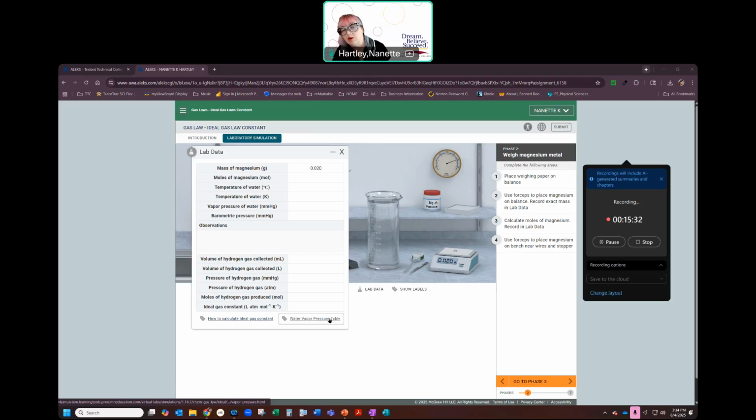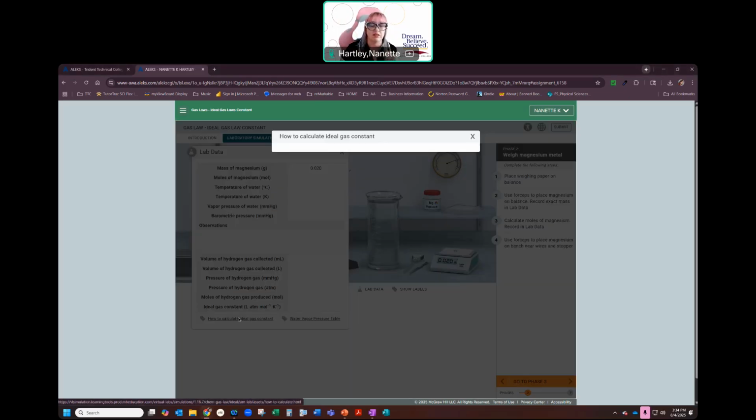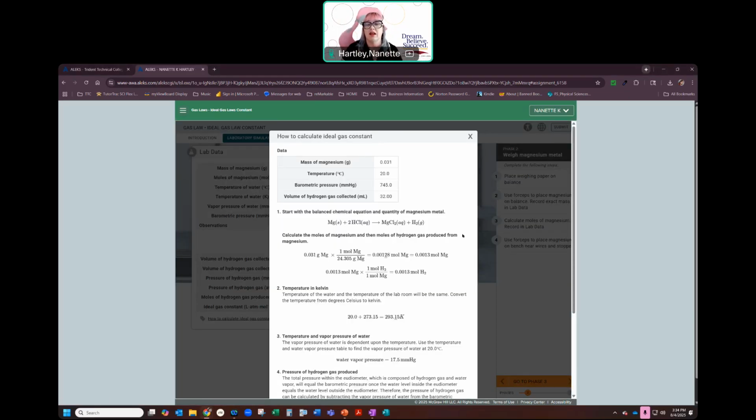Well, this is the water pressure table. And then it says how to calculate the ideal gas constant. So I'm going to click on this because I don't know what this says. It's got a whole bunch of information in it. One of the things I see as I'm glancing down this is the molecular weight of magnesium. So this is where I can pull some of that information from. Now that I've found it, I can use it.